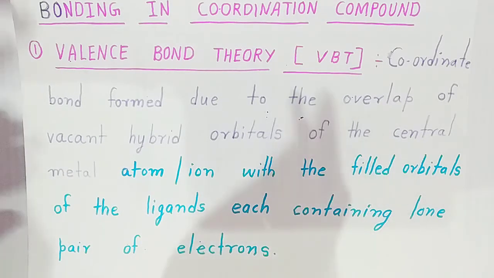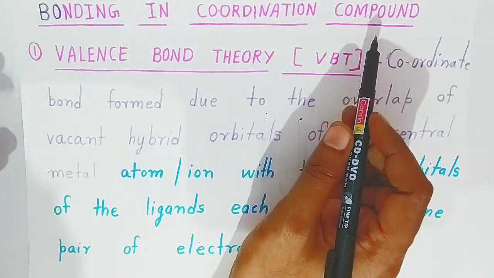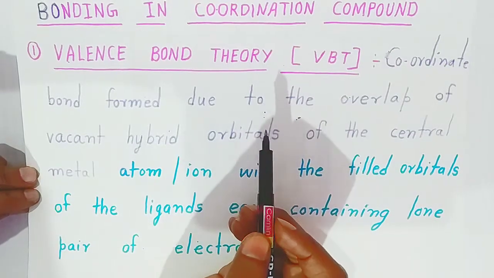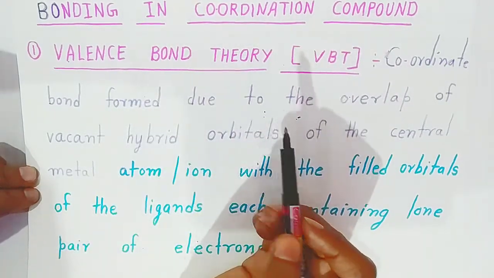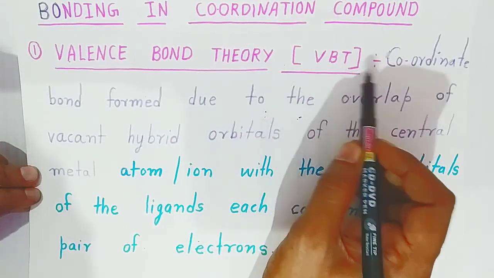Students, today we are going to see the bonding in the coordination compound. In the previous lecture we have seen about the coordination compound. In this lecture, we are going to see how the bonding is formed in the coordination compound. Here so many theories are there. The first theory we are taking is called valence bond theory, VBT in short.